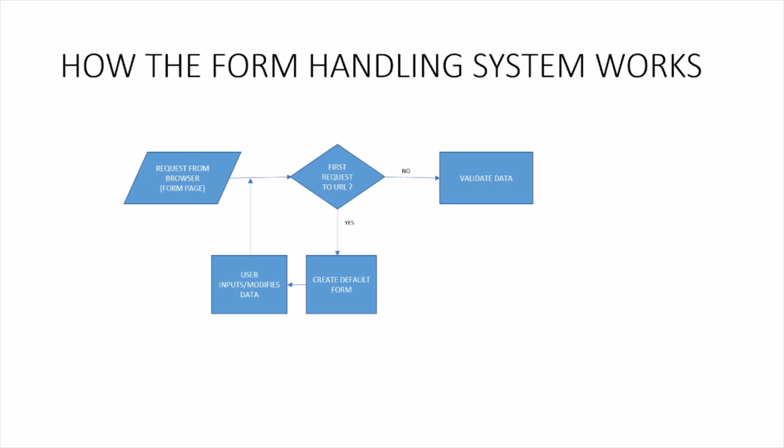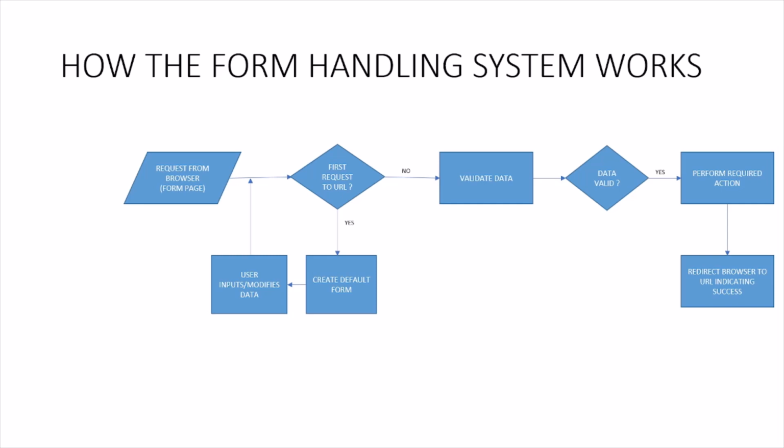The data then is validated. A check is done to see if the data is valid. If it is, then the required action is performed. The user is redirected to another URL indicating success. If, on the other hand, the data is found to be invalid, then the data that the user has input, as well as error messages, are then sent back to the user for modification and rectification of these errors. And again, the process begins.